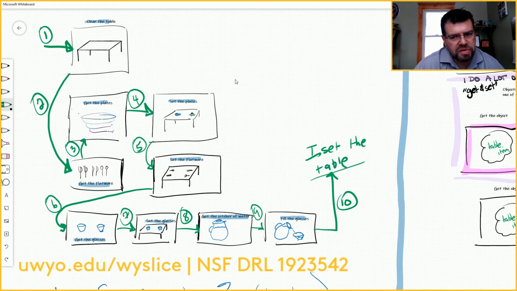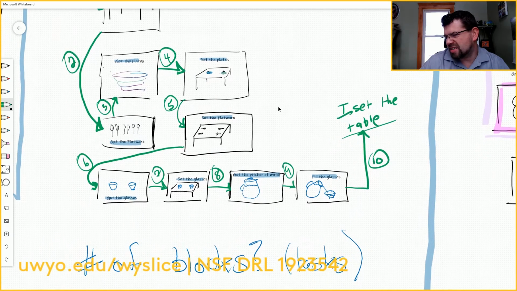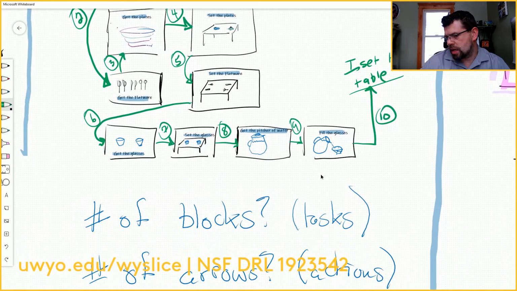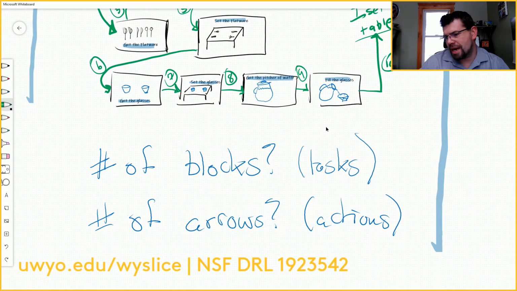And I could have come up with a different sequence and end up with a set table. So how many blocks did I have there? How many tasks? Well, 1, 2, 3, 4, 5, 6, 7, 8. I used 9 blocks to accomplish this. And how many arrows, how many actions? Well, I also had 9 actions. So 9 blocks, 9 tasks, 9 arrows, 10 if you include the final one, to set the table.